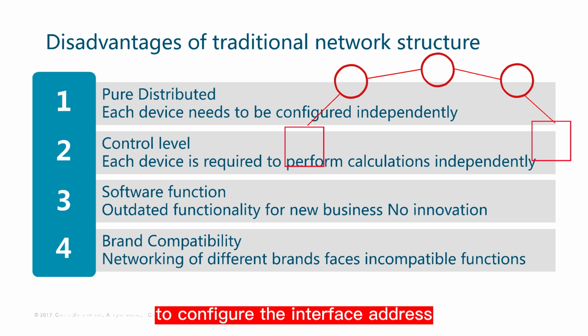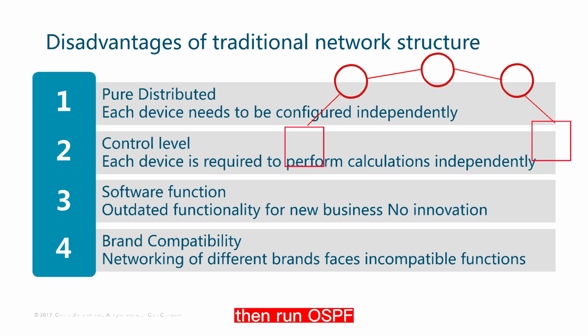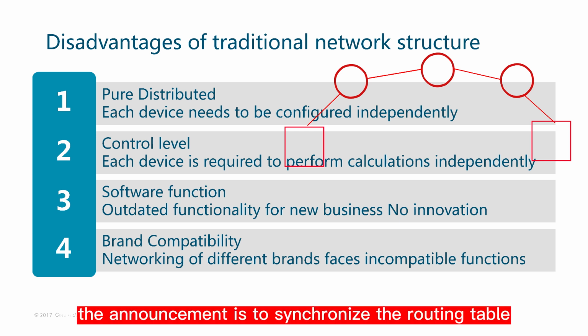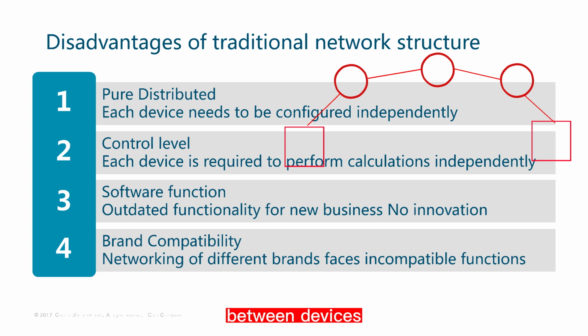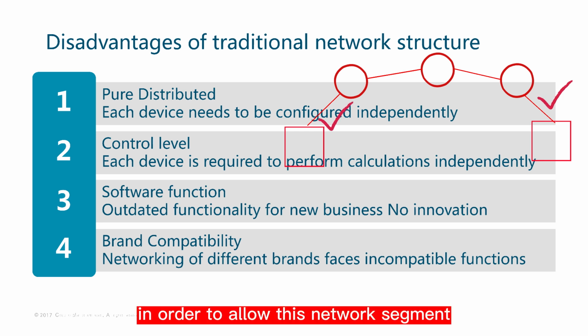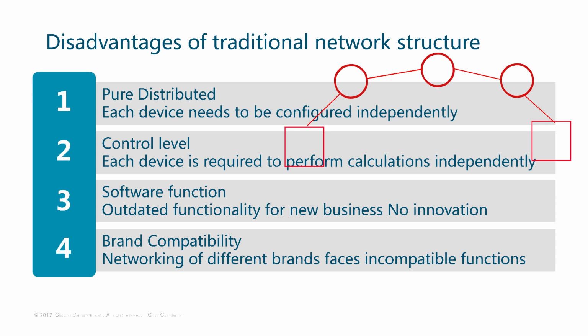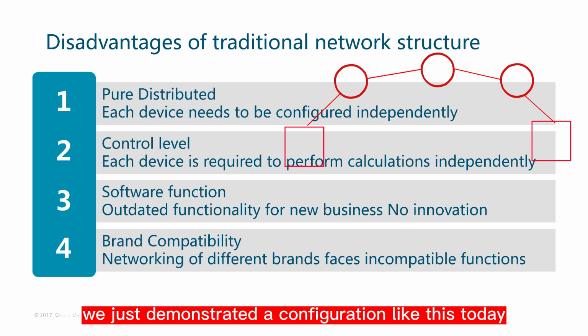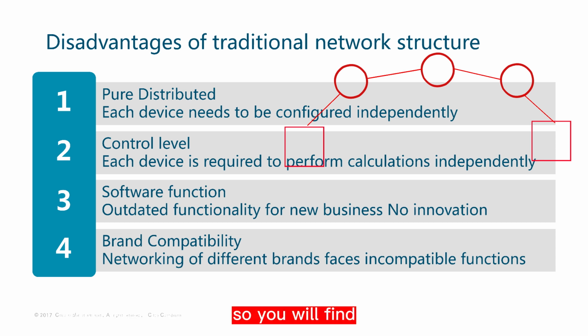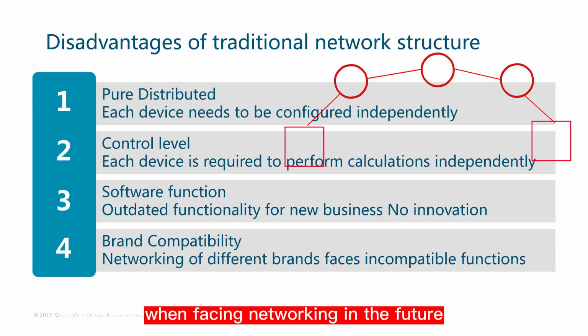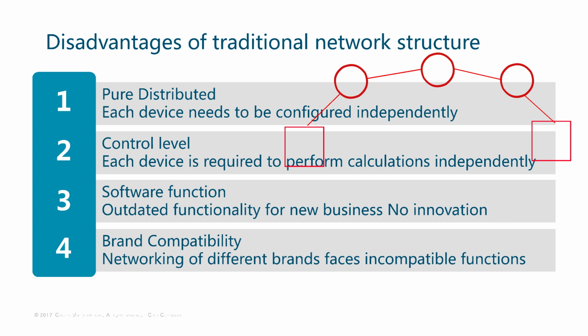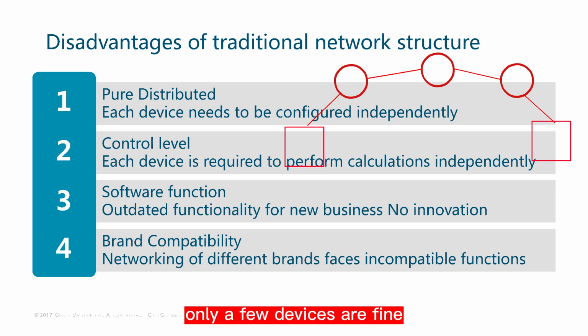To configure the interface address, modify the device name, then run OSPF. The announcement is to synchronize the routing table between devices, in order to allow this network segment and that network segment to be learned by all devices. Then let them both communicate. We just demonstrated a configuration like this today. So you will find, when facing networking in the future, only a few devices are fine.